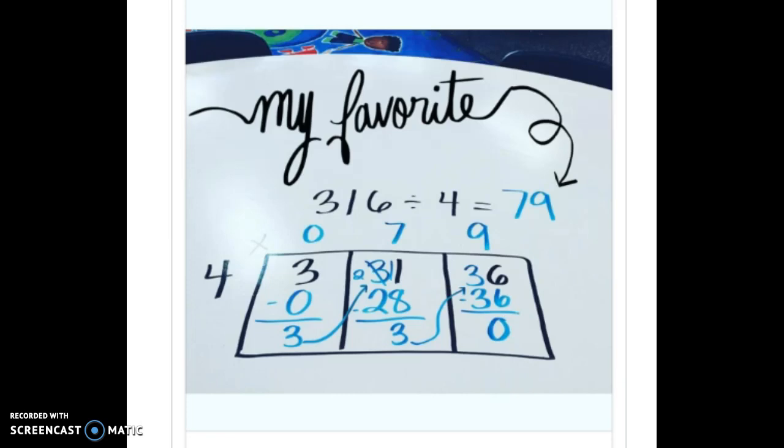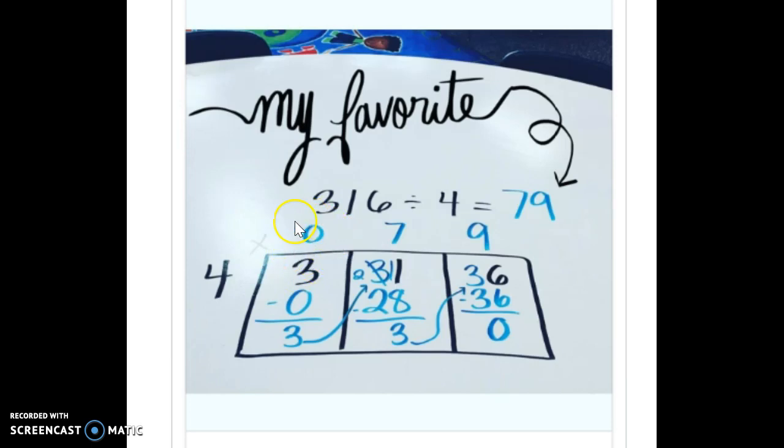So you can see the problem is 316 divided by 4. So you put each digit in its own box. The 3 here, the 1 here, and the 6 here. You make kind of like longer columns for each, and then your divisor goes on the outside. So then you just go through and think, how many groups of 4 can I make with 3 things? Well, I can't here, so 0 goes on top of this column.